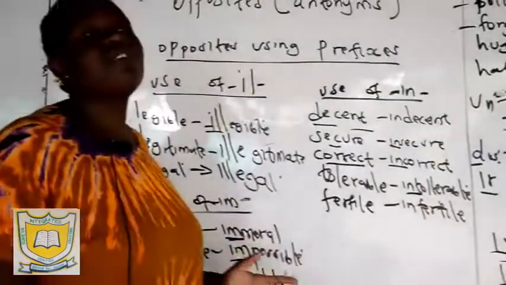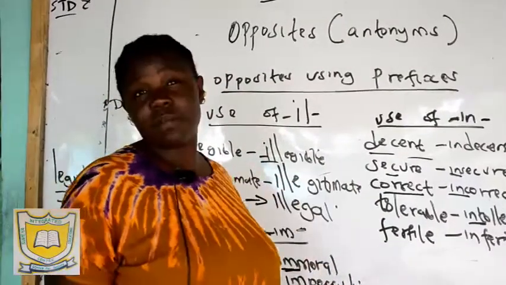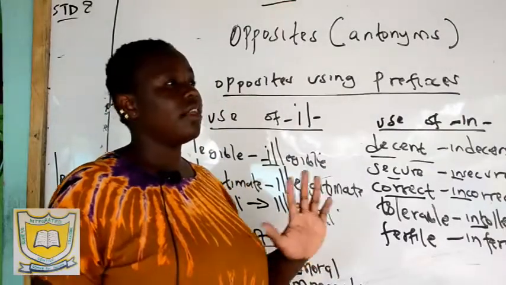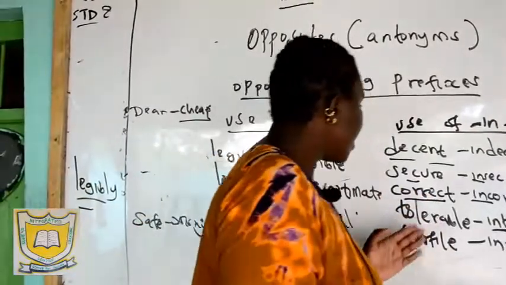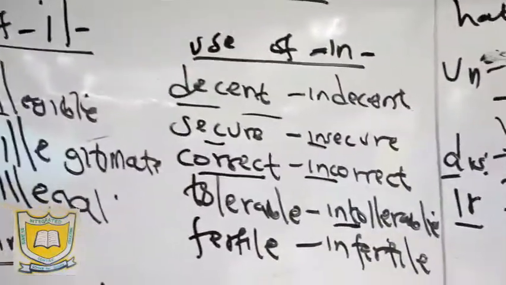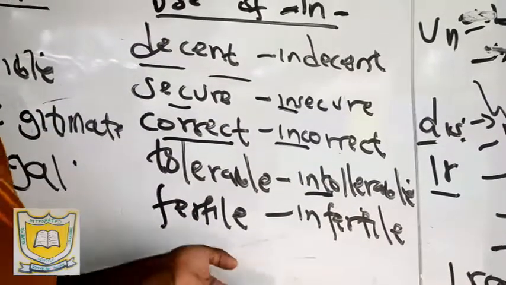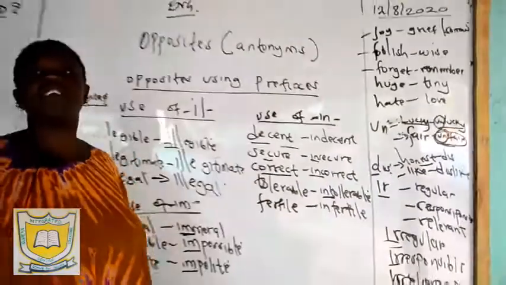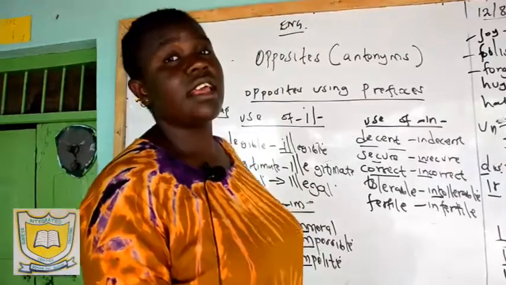We say tolerable. If you can't tolerate something, or if you can't put up with that thing, then we say it is intolerable. Like sitting in a place with a lot of noise is intolerable. And then we have fertile. If something is not fertile, we say it is infertile. So you can say, the maize was planted in the fertile land along the river. If the land is not fertile, then we say it is infertile.